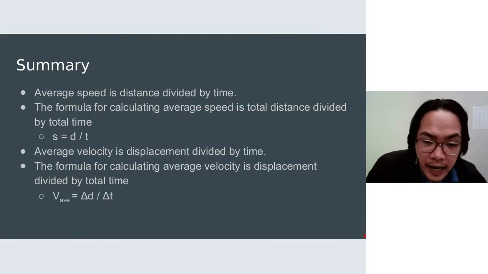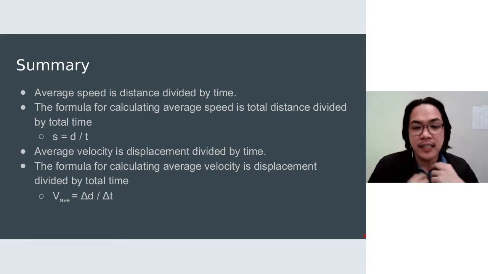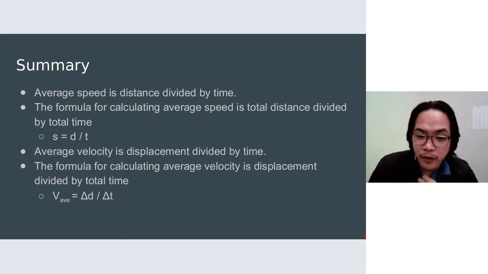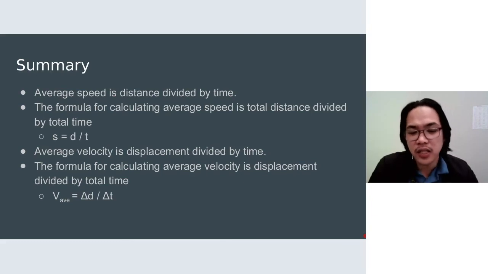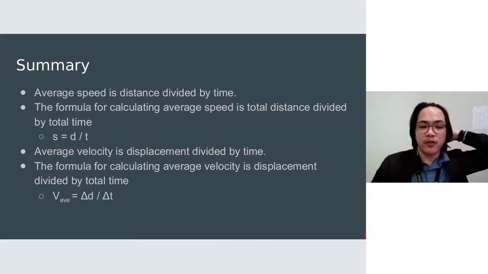So to summarize, average speed is distance divided by time. The formula for that is S equals D divided by T. While for average velocity, that's displacement divided by time. The formula is V equals triangle D over triangle T. Triangle is just delta, or change. So change in distance or displacement over change in time.